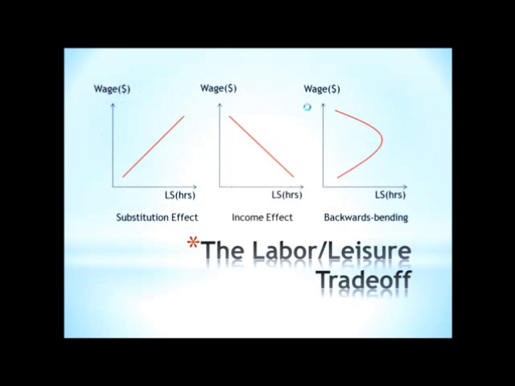So these are the three possibilities graphically, right? If the substitution effect dominates, then a higher wage implies more work. This is labor supply measured in hours. If the income effect dominates, then a higher wage implies less work. Or if you have both, you could have this backwards bending labor supply curve where at low wages you'll work more in response to a rising wage, but eventually you'll work less.